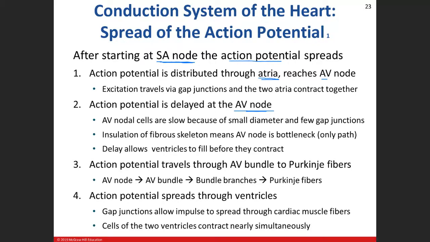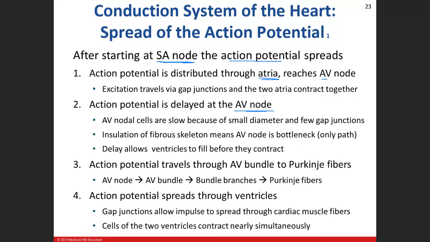But we need a moment between when the atria contract and before the ventricles can contract, and the AV node gives us that moment. It slows things down just for a split second, so the atria can contract and finish contracting before the ventricles contract. That's why I say we should call it the bottleneck. I thought I had that written down here.